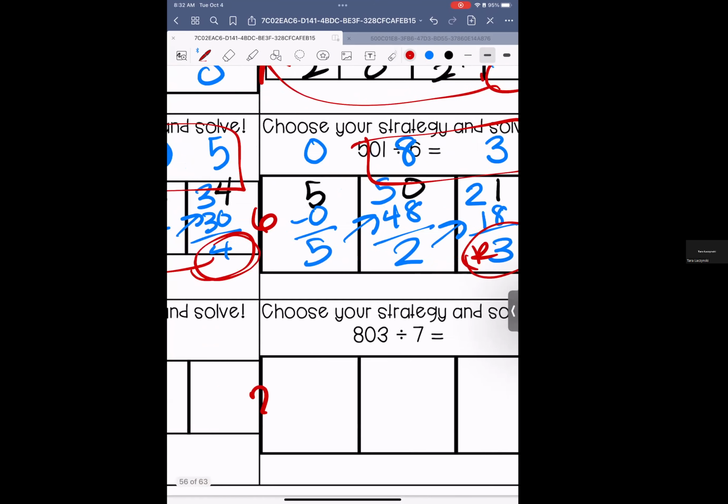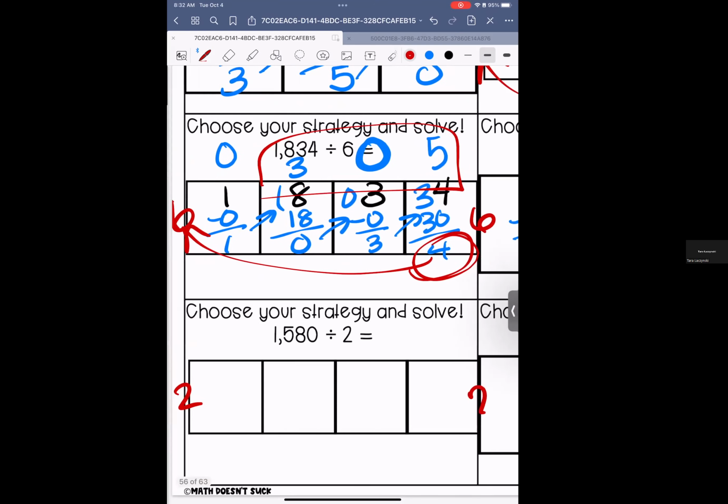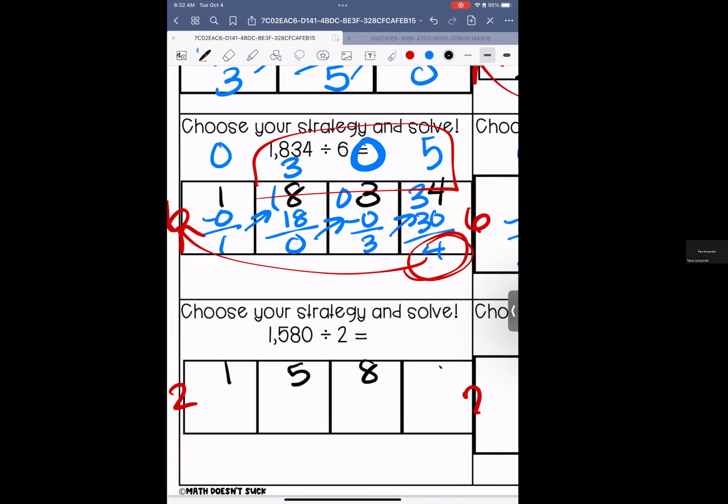2 more on this page. We're almost done. We have 1580 dividing by 2. We can't do that. Bring it next door. It goes into 15. 7 times is the closest, which gives me 14. Subtract for 1. 2 goes into 18 9 times on the nose, and it doesn't go into 0.